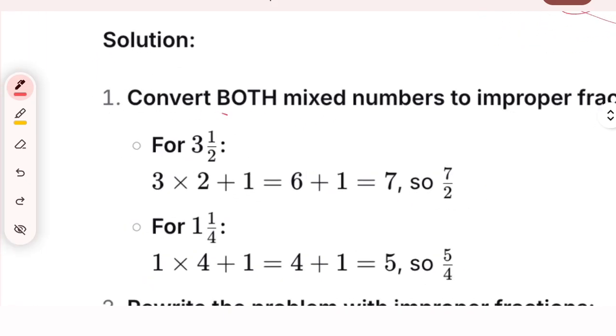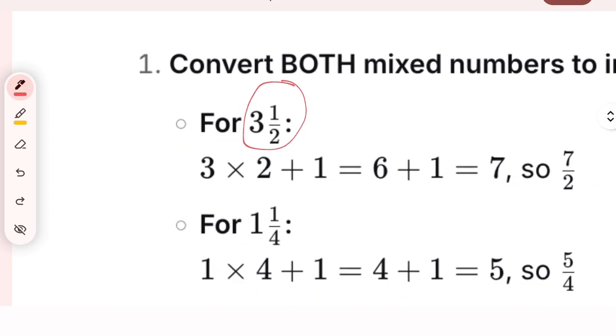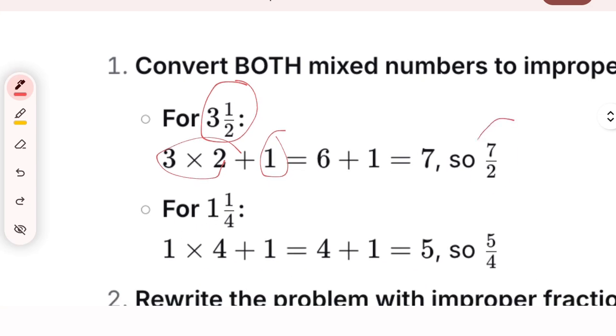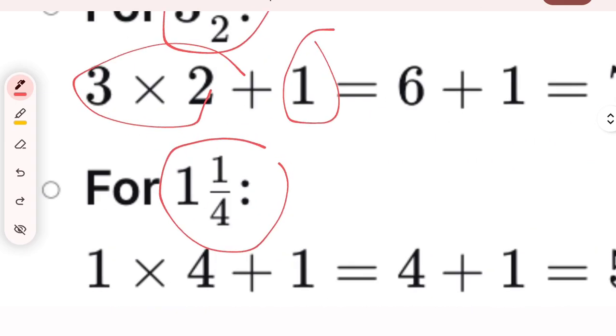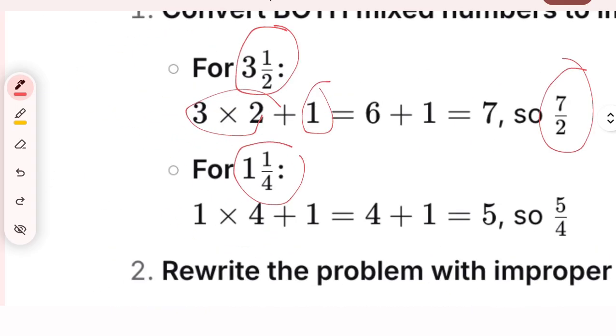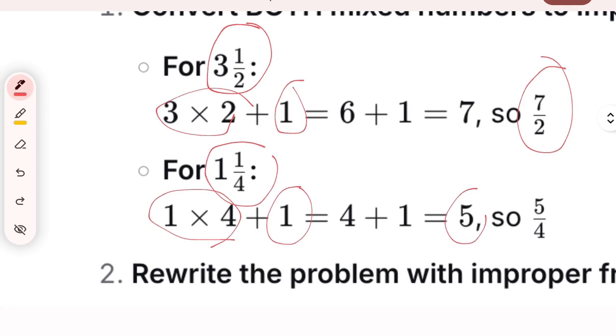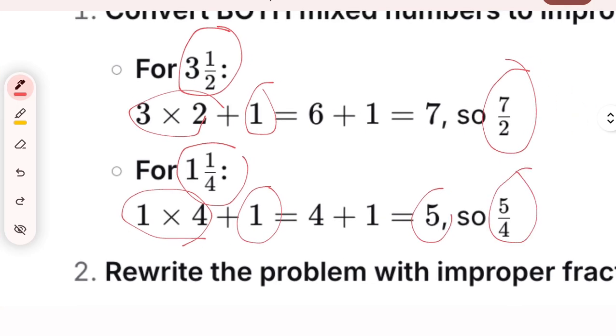So for 3 and 1/2, how did we do it? We multiply 2 and 3 plus 1. So 2 times 3 is 6 plus the numerator of 1. So it is actually 7/2. Right? What about 1 and 1/4? How will we convert it into an improper fraction? We multiply 4 and 1 and we add the numerator 1, and that would be 5. So it will become 5/4.